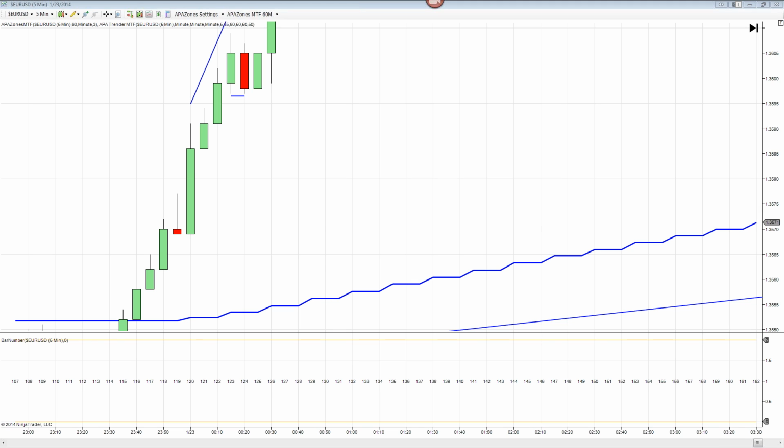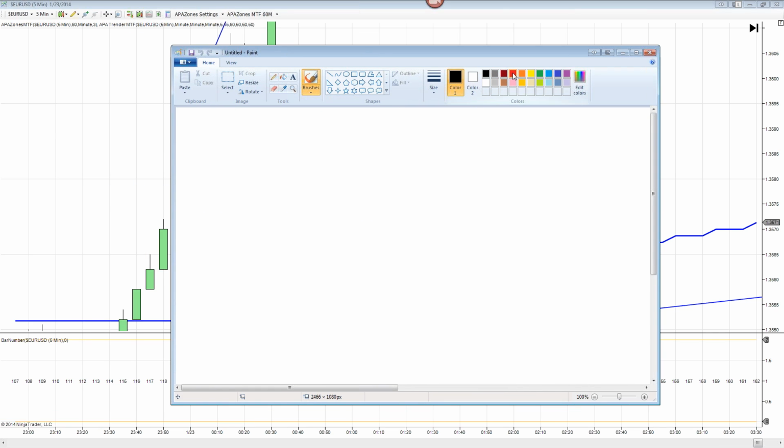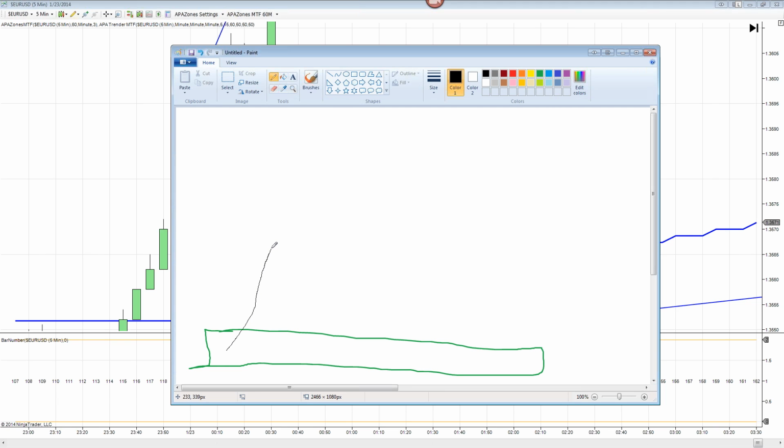Let me bring over my paint program here. So let's just say that we have a demand zone down here, right? And as price is moving along, it's doing its little thing, and we're coming up from demand, and then as soon as this zone prints on the EPA methods, what you can enable is the breakout rules, and it will also print like a little blue line right up here. Maybe let's make that a little bit bigger.